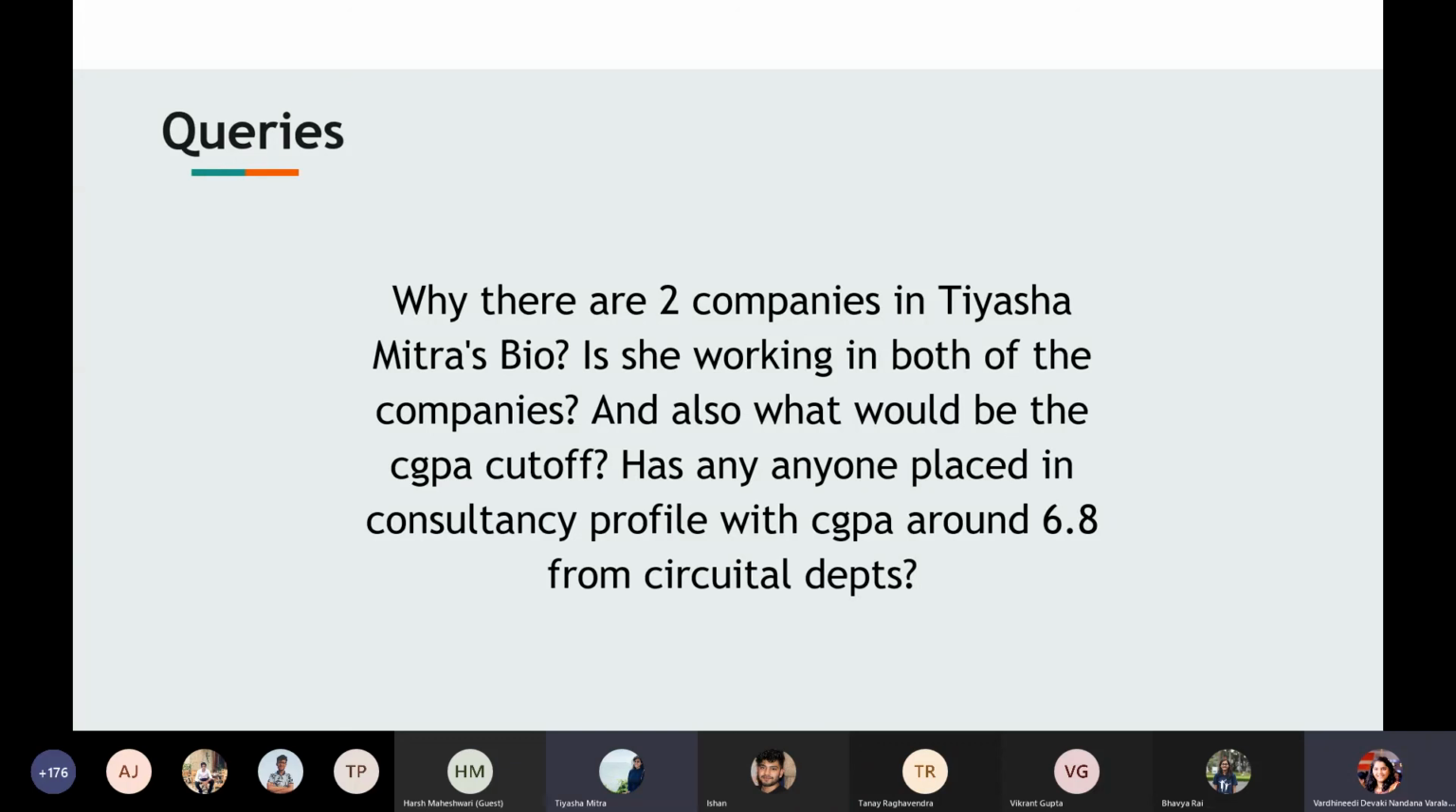All right. So essentially, I got a placement offer from both the companies, and I decided to choose McKinsey. What would be the CGPA cutoff? So there is essentially no CGPA cutoff per se. They don't really release a CGPA cutoff in most cases. However, they prefer people with a higher CGPA in general. And I have no idea about the third part. I did not know anything about the circuital department or the CGPA of theirs. So I don't really know that part.